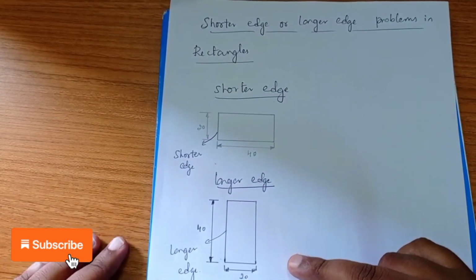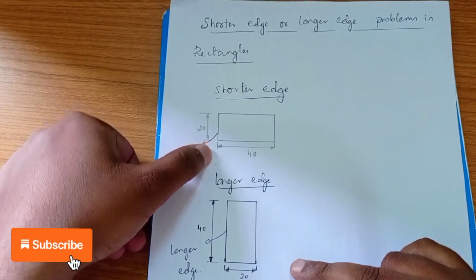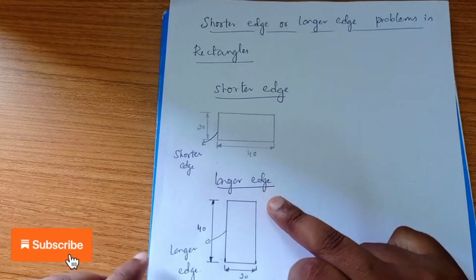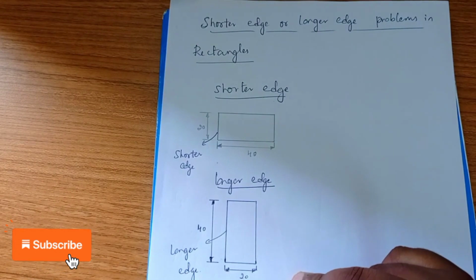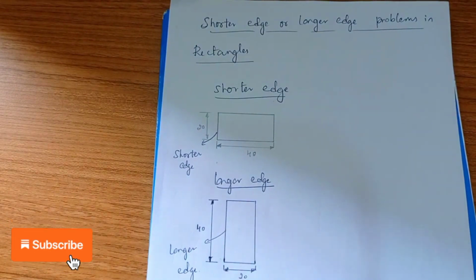So if in the problem they have asked to construct a shorter edge problem, it means we have to consider the shorter length in the rectangle for the first position. Similarly, if they mention a longer edge in the question, we have to consider the longer edge in the first position. Okay, so that's what the first positions are in the shorter edge and longer edge problems.